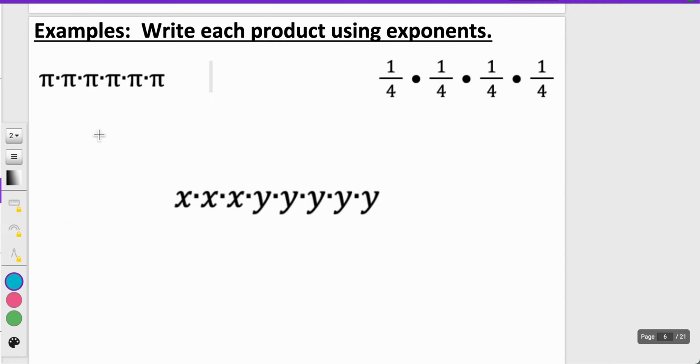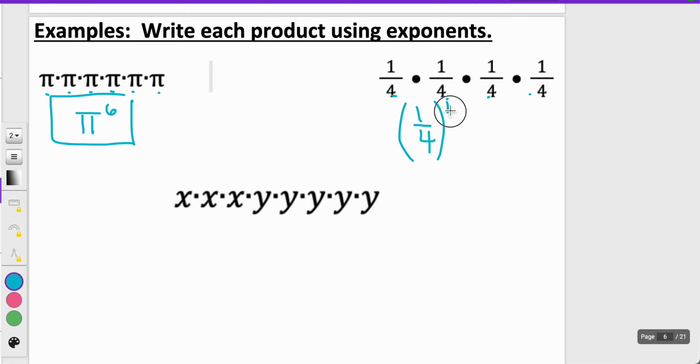Continuing on, let's try a few more of these. The next one I have pi, 1, 2, 3, 4, 5, 6. So this is pi to the 6th power. Over here I have 1/4 multiplying by 4 times. What I'm going to do is make sure 1/4 is in parentheses as well, just because I want to make sure the 4 is not just going to the 1, because if I wrote it like this, it would look like 1 would be written 4 times and not just the 4, okay? And then the last one here on this page, I have x to the 3rd and y to the 5th, okay?